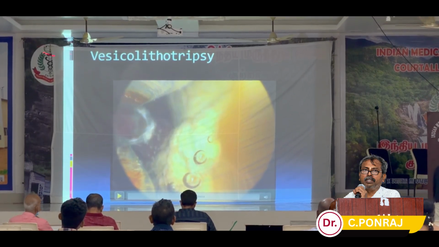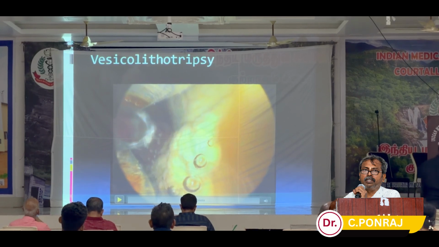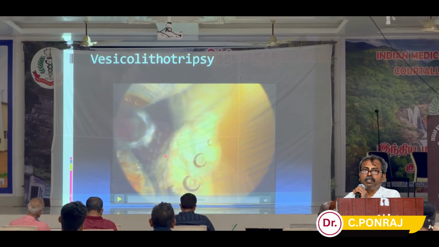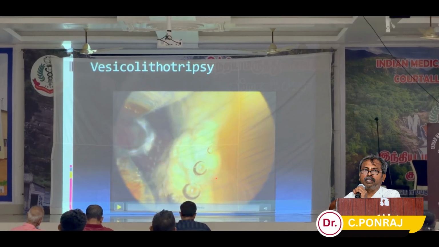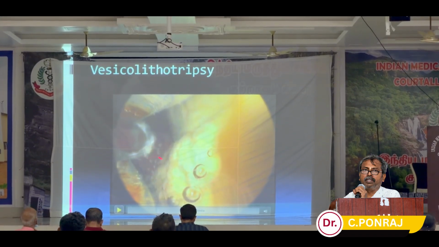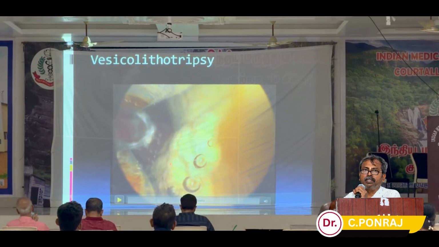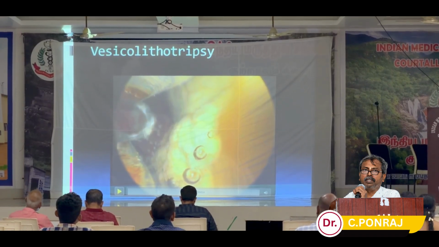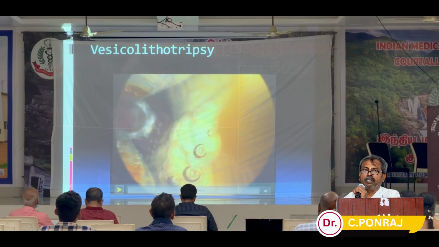This structure is a stone punch. We have seen lithoclast, we have seen laser. This is a stone punch. This punch will crush the stone by to and fro movement, and we have cleared stone volume of up to 7 cm with this stone punch. It's a very versatile instrument. It's a mechanical method to break the stone.